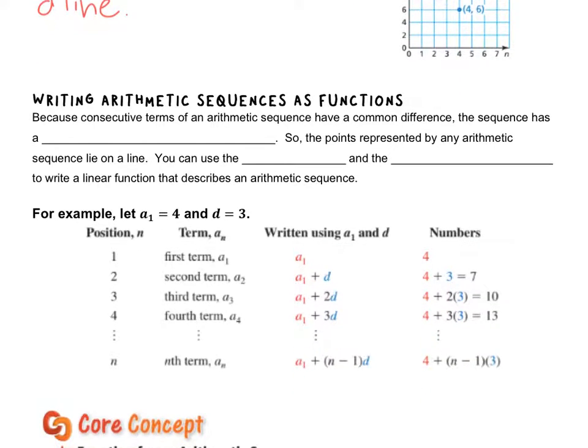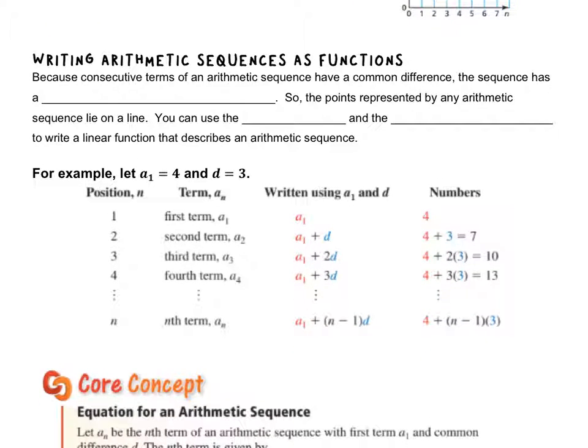Let's look at turning them into functions. As we just discovered, the arithmetic sequences have a common difference, so therefore we're looking for that constant rate of change. So we look for a line. So kind of like the slope and intercept, we can use the first term and the common difference to write a linear function.